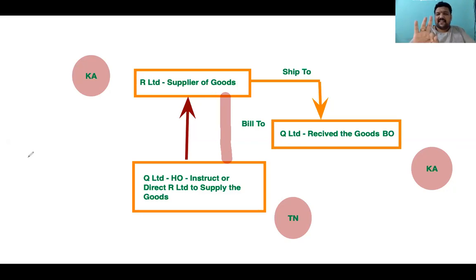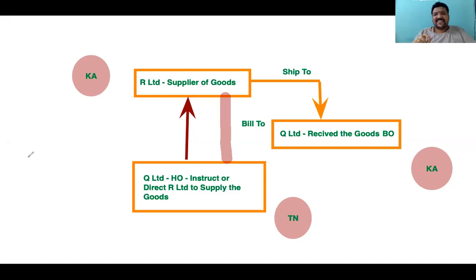So three persons are there. Bill to ship to transaction. Place of supply, Tamil Nadu. So R Limited will charge IGST to Tamil Nadu. Tamil Nadu person will be entitled to claim what? Input tax credit. No, sir. Q Limited has a single PAN number, single balance sheet, single submission. So Q Limited is only one person.